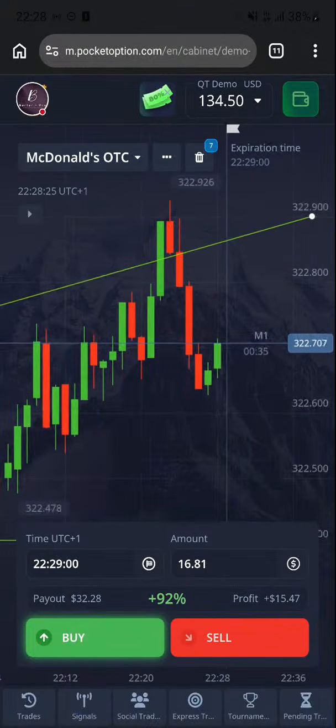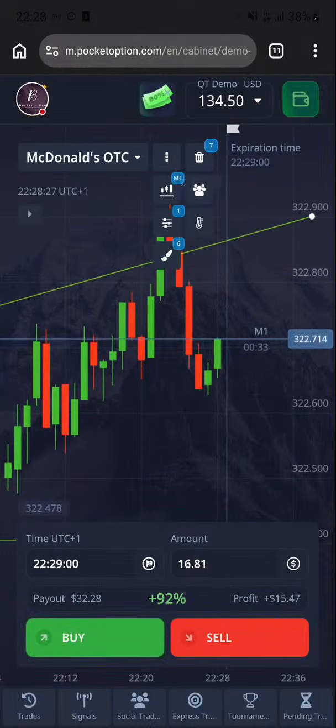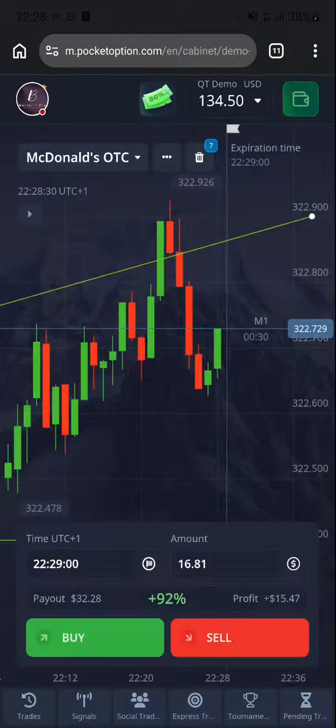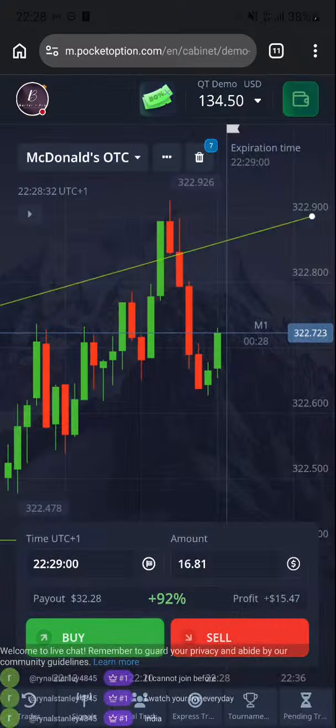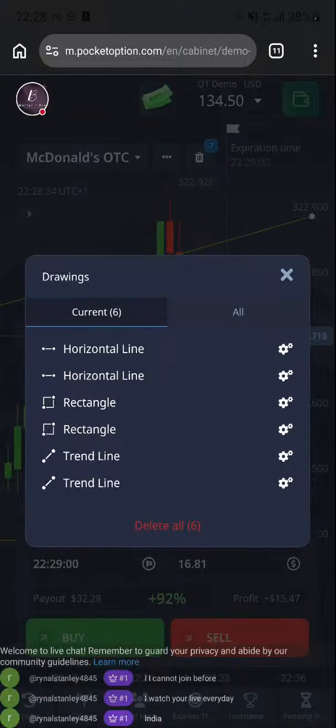Now, the sentiment of the market is downwards. But we have this heads and shoulders pattern trying to form.